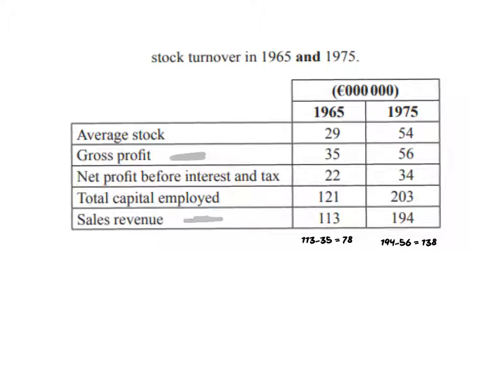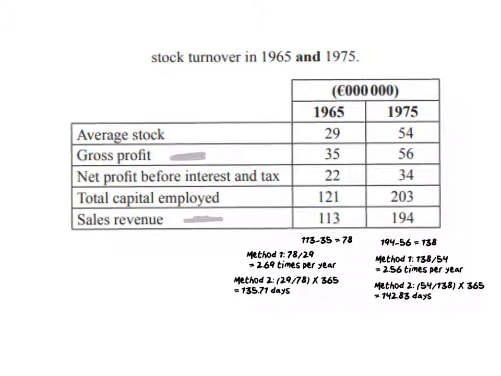So now we've got that, we're going to use both methods in calculating. The first method, method one, is looking at your cost of goods sold divided by your average stock. So we've got our cost of goods sold of 78 million, divided by 29 million, and what we've got is 2.69 times per year. Then for 1975, we've got again our cost of goods sold, which is 138 million, divided by 54 million, and we get 2.56 times per year.